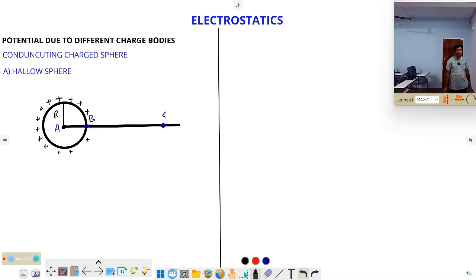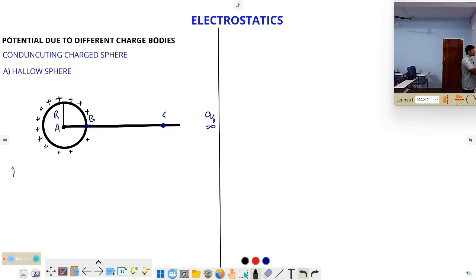Now this is the hollow sphere, and we are calculating the potential due to it. The concept of potential we already discussed in the definition: whenever you take a test charge at infinity and bring it to any point, the work you do is stored in the form of potential at that point. So here also we are going to discuss the potential at point C, point B, and point A, from outside to inside. Capital R is the radius of the sphere, and small r is the distance of the points.